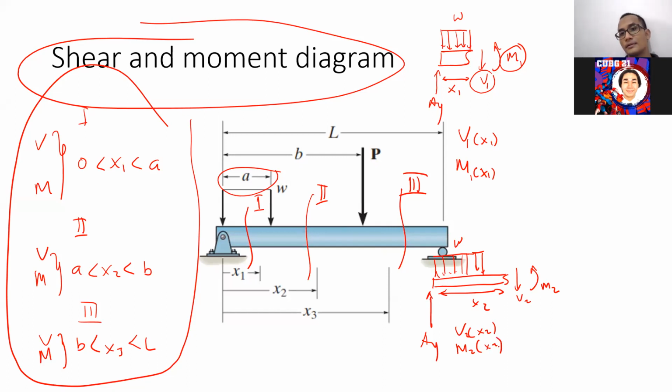Like this. So what we get in every section is not just the value at a particular point, but an equation which represents a certain region. That's the difference between finding the shear and moment diagram in comparison to what we did before to find out the internal force and moment at one particular point.